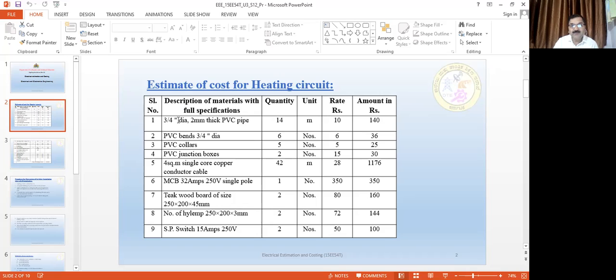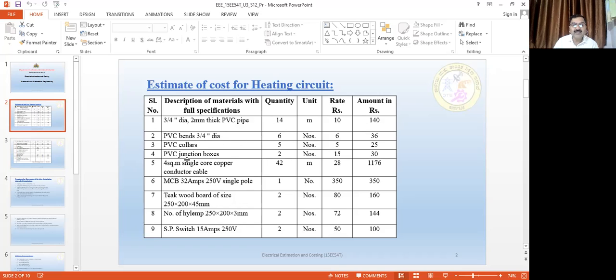So the length of pipe of 3/4 inch dia required is about 14 meter, and the cost of PVC pipe is 10 rupees per meter. Actually, PVC pipe is available in terms of length. Each length of pipe consists of 3 meter, and that costs about 30 rupees per length. And we have calculated the amount per meter. So the amount of 3/4 inch dia pipe per meter is 10 rupees. Now for 14 meter, we get 140 rupees.